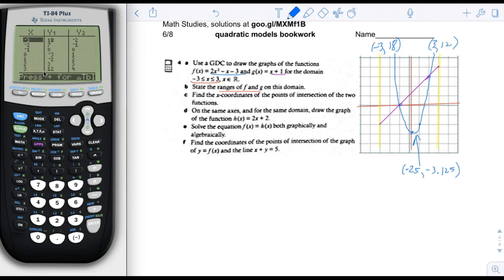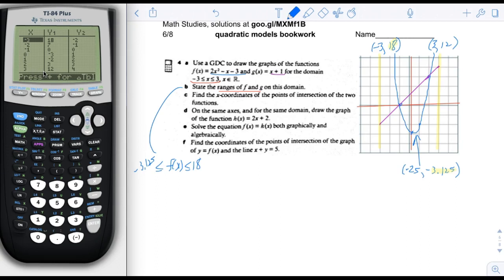Remember, when we find the range, what we're looking for is the lowest possible y value, which is negative 3.125, and the highest possible y value, which is either going to be 18 or 12. Which one is it? It would be 18, right? Because 18 is higher between the two. So for the blue parabola, I would say that the range of the f function is going to be between negative 3.125 and the max value would be 18.